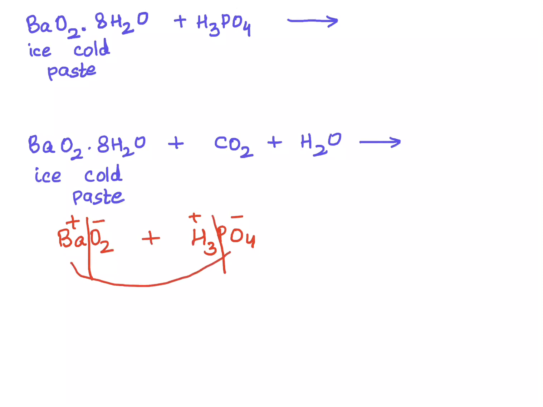So barium with phosphate, barium phosphate, barium valency 2, phosphate valency 3, cross 2 3, Ba3(PO4)2. Isn't that easy?